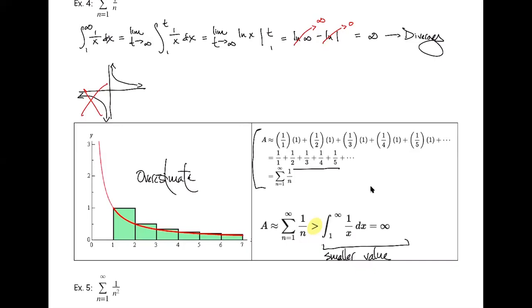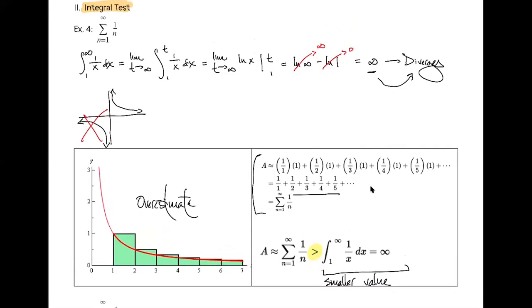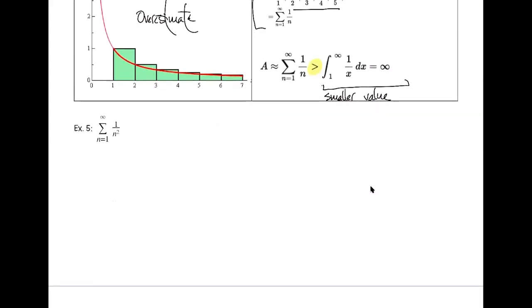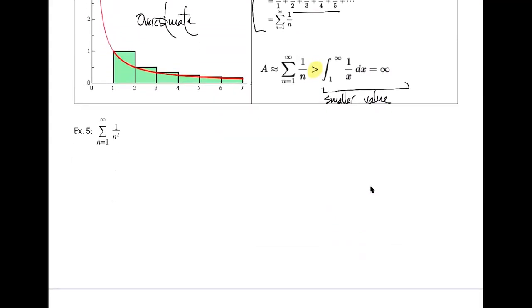Okay, so that's why when we got the infinity here, we could say that it diverges. Now, we're not going to go through a visual and the area for every single problem, but I just wanted to give us a little bit of a flavor of why this integral test works, okay? So let's try our hand with example number 5 over here, okay?